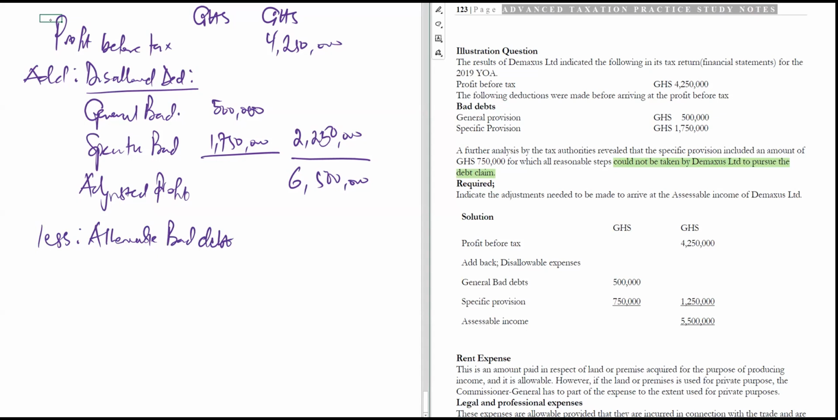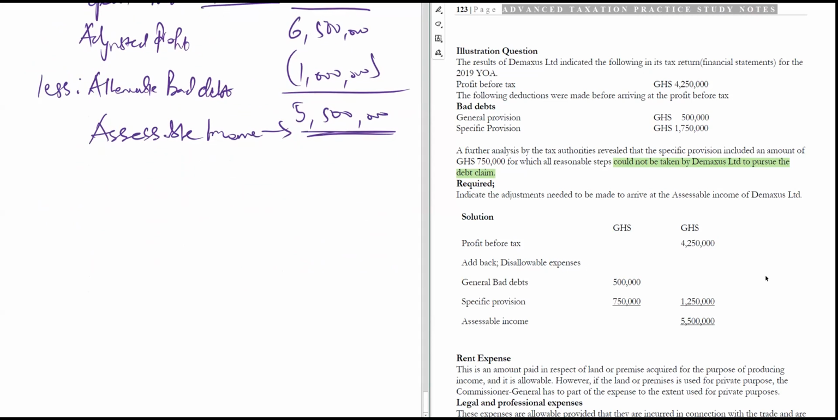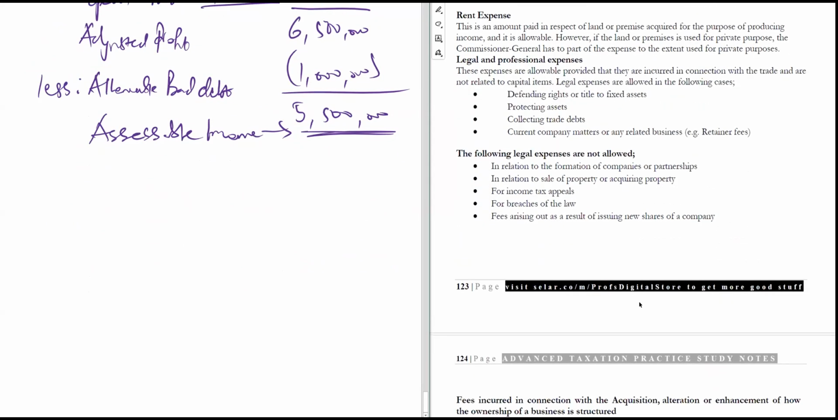They are saying 1,750, right? 750 should not be allowed. That means 1,000 is allowed, right? So we end up with 5,500 as being our what? Assessable income for tax purposes. Makes sense. Understood. Yes, sir. So let's go to deduction for rent expense.